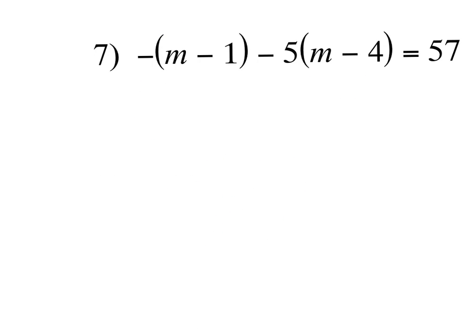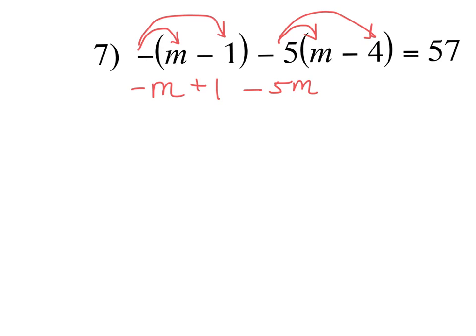In this problem, the first step is to distribute. So distributing the negative, there's really a negative 1 there, so that becomes negative m. Negative times negative is positive 1. Now distributing the negative 5 to both of these terms, we'll have minus, because negative and minus are the same word, negative 5m, minus minus is plus 20. And that's equal to 57.